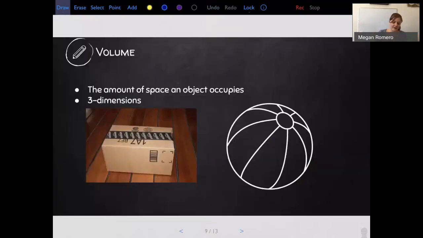Next, we'll talk about volume, so the amount of space an object occupies. So if you ordered any books online, or if you order from Amazon, the space inside the box is the volume, or I have a picture of a beach ball. The amount of air in a beach ball would be measured in a unit of volume, and volume is 3-dimensional.